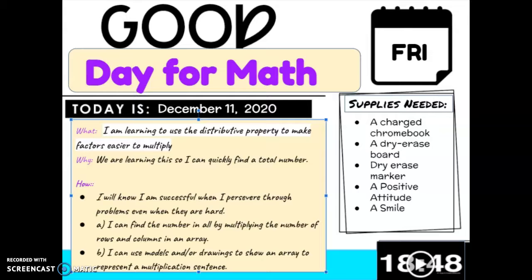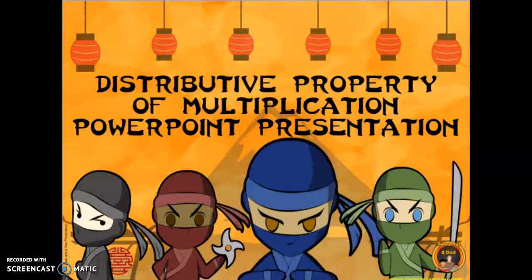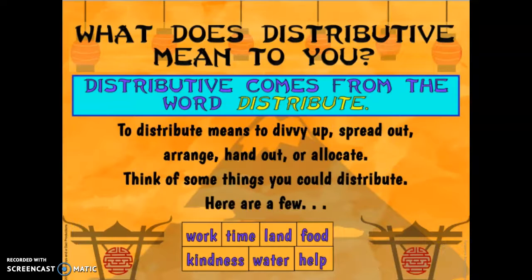We're still talking about the distributive property to make it easier for us to find factors to multiply, factors that we already know like 2's, 5's, 1's, 10's, something easier for us. We're breaking those numbers up. So today we are going to become ninjas. We're going to be using the distributive property of multiplication to use our ninja skills and make it easier for us to multiply.